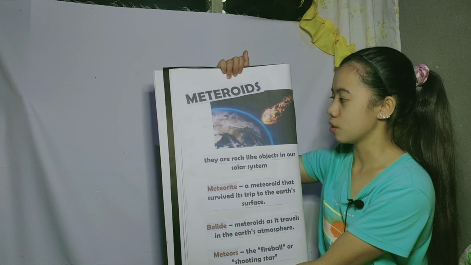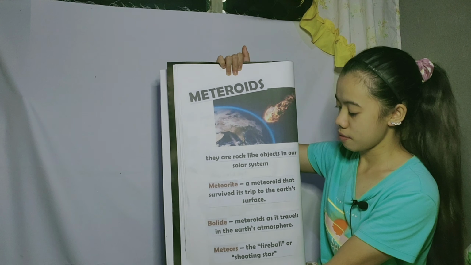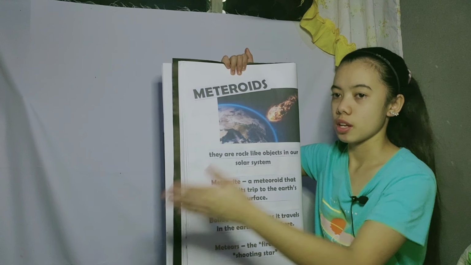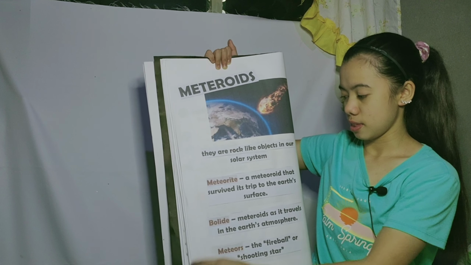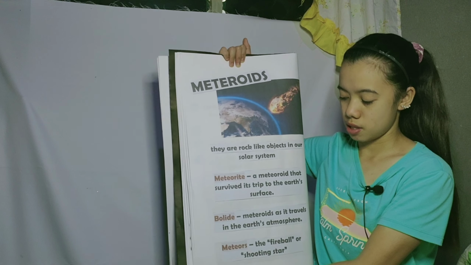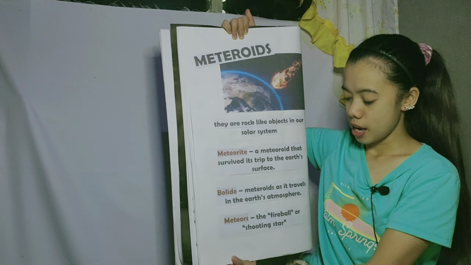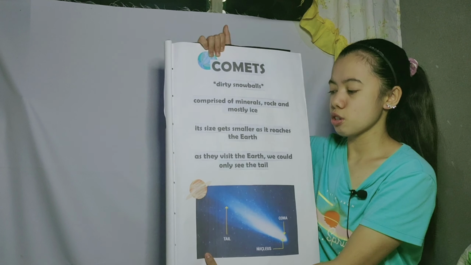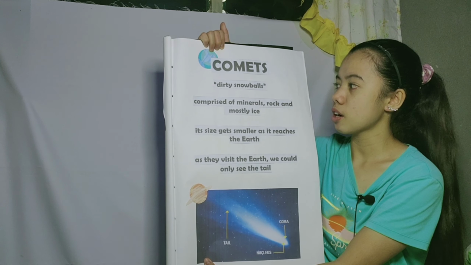We have here the meteoroids. Here is an example of a meteoroid. I also have here the differences on how to determine the name of the meteoroid. A meteorite is a meteoroid that survived its trip to the Earth's surface. The bolide and the meteors are as it travels in the Earth's atmosphere, and then the meteors, which we know as the falling stars.